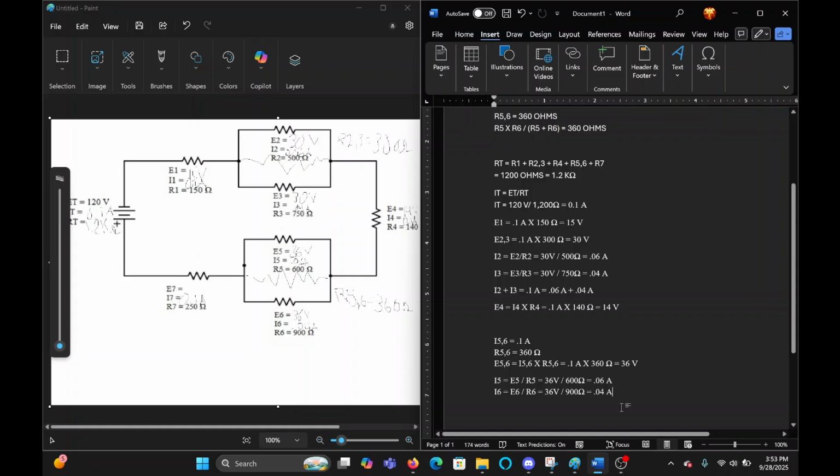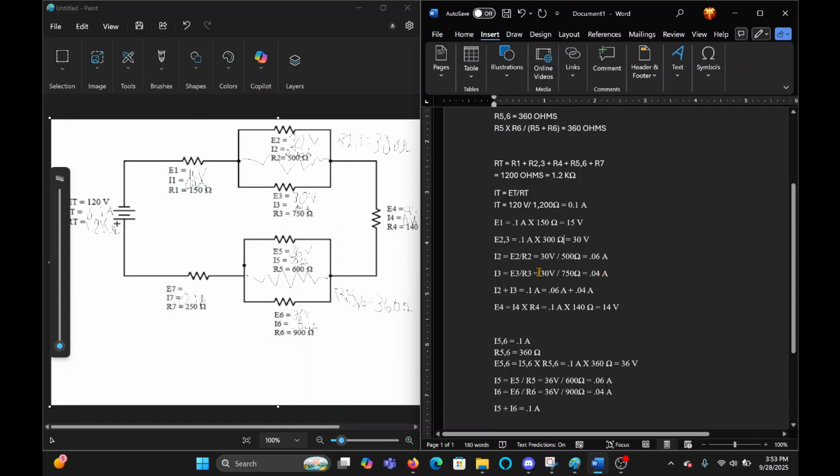Okay, I got you. So I5 plus I6 should equal 0.1 amps. So E23 equals 0.1 amp times 300 ohms. Okay, so I'm behind. I need to go back up to E23 again. Hold on, let me write that down right quick.